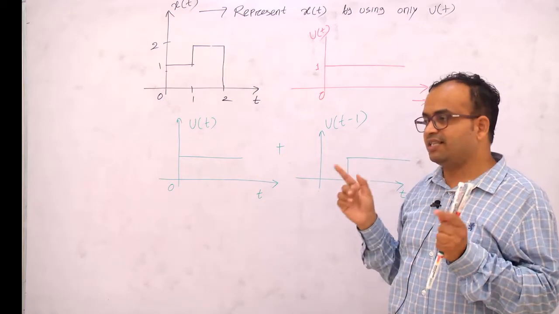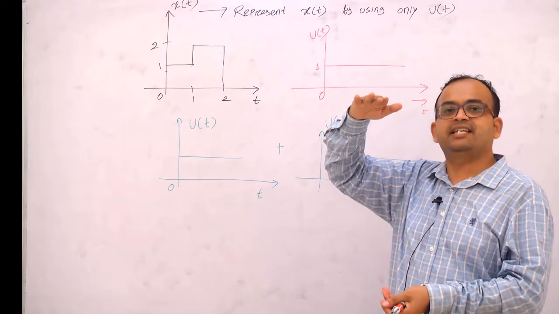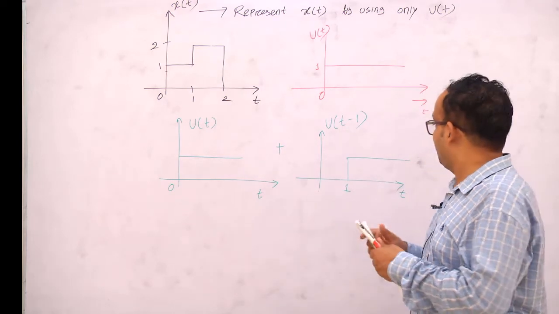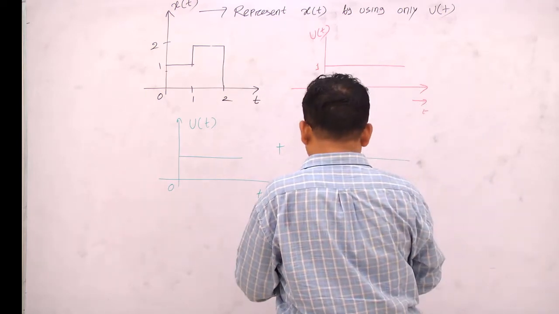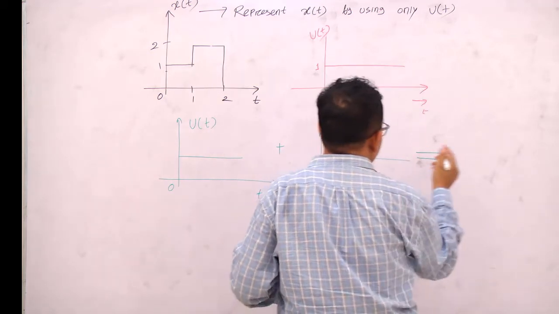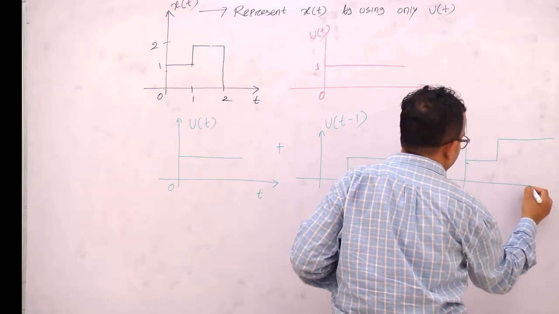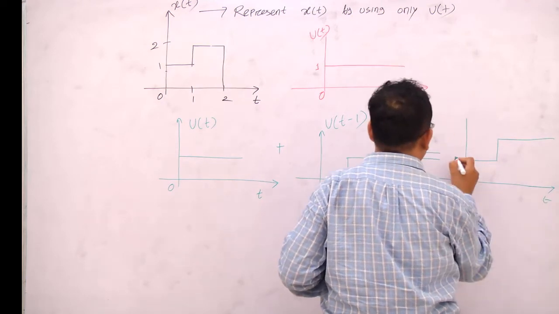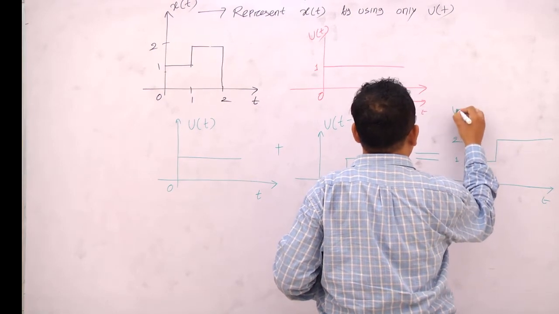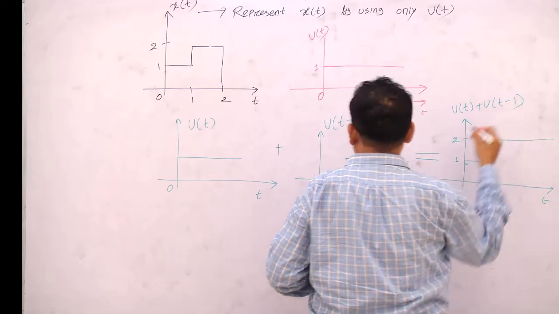I already told that one signal will go and sit over the other signal, so that the amplitude will be increased. So if I add the two signals, what will I get? Very simple thing. After adding, the signal will be like this. This is time, this is 1, this is 2. This is u of t plus u of t minus 1. This is very simple.